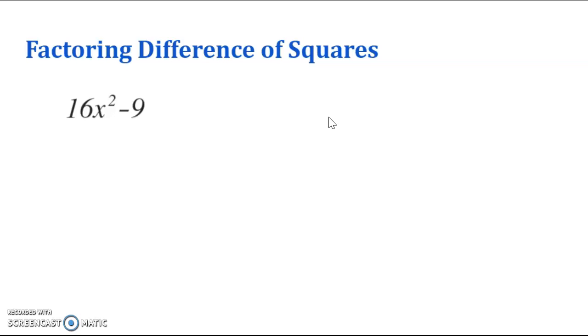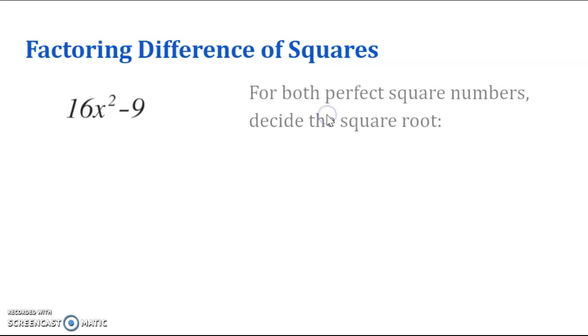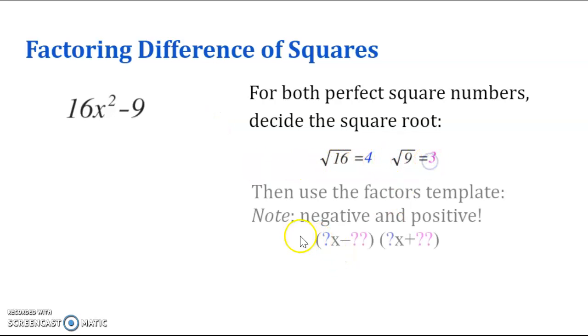Now let's see if we can factor the difference of squares. For both perfect square numbers, find the square root. So 16 and 9. The square root of 16 is 4. The square root of 9 is 3. Then use the factors template. Note the negative and the positive. One's going to be negative, one's going to be positive. Something x here. So this is going to be the template for quadratics with the difference of squares.